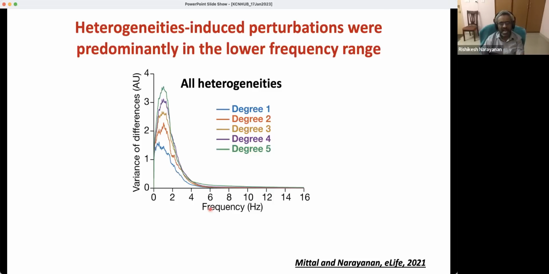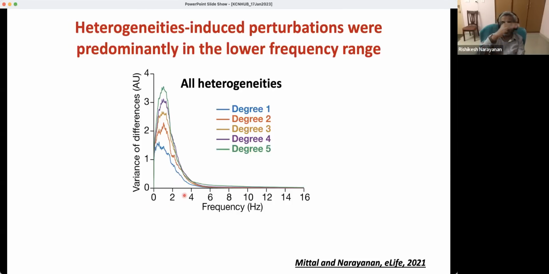So he measured the activity of these neurons under various different levels of heterogeneities, and he found that the perturbation to activity was predominantly in the lower frequencies. This is the variance of differences between what he observed in the homogeneous network versus what he observed in the heterogeneous network with different degrees. And you see that the amount of variance in the differences is increasing with the degree of heterogeneity, and it's limited to the lower frequency.